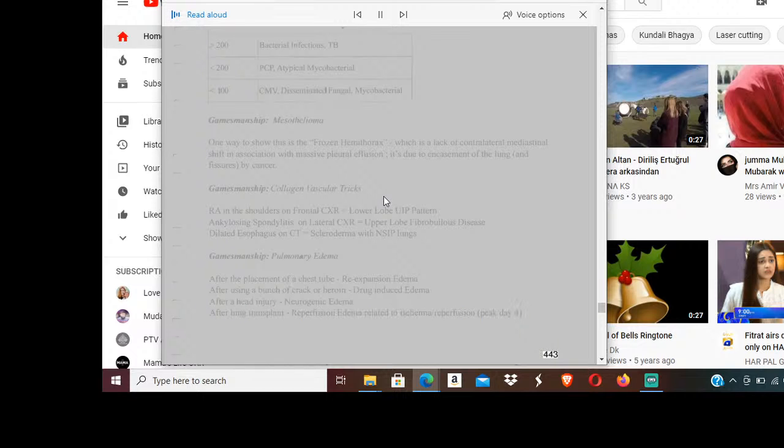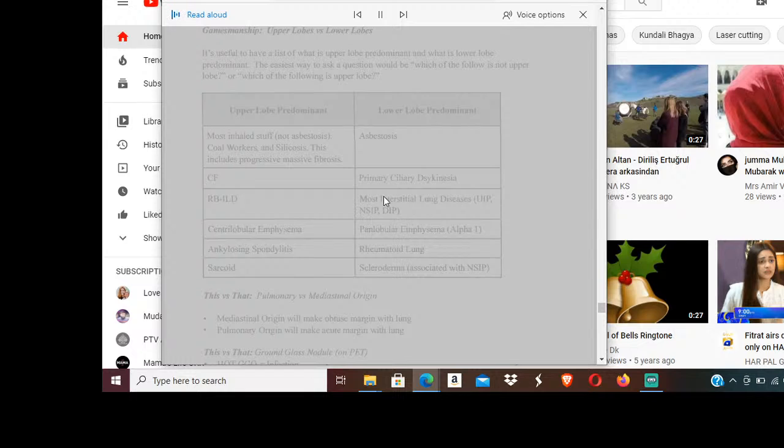Gamesmanship, upper lobes versus lower lobes. It's useful to have a list of what is upper lobe predominant and what is lower lobe predominant. The easiest way to ask a question would be which of the following is not upper lobe, or which of the following is upper lobe. Upper lobe predominant, lower lobe predominant.